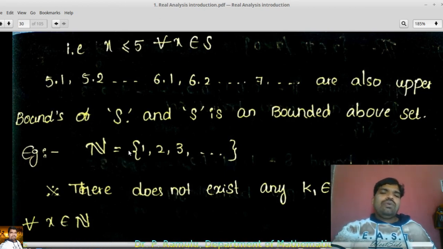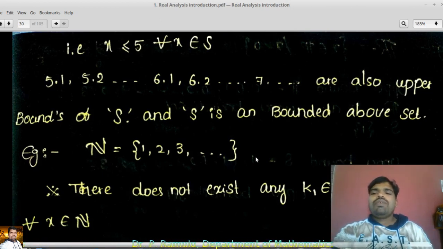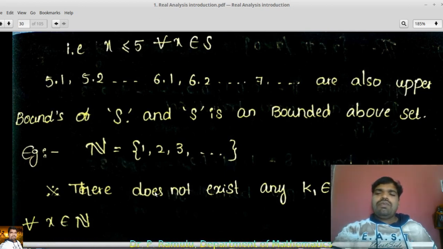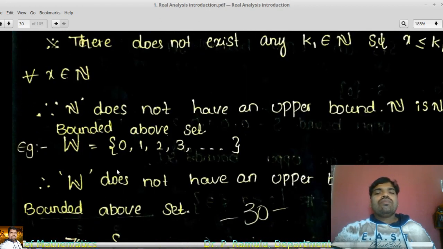Example: N equal to {1, 2, 3, ...}. What is the upper bound for this set? We are unable to find any number which is greater than all the elements of N. That means there does not exist any k1 belongs to N such that x is less than or equal to k1 for all x belonging to N. So N does not have an upper bound and N is not a bounded above set.